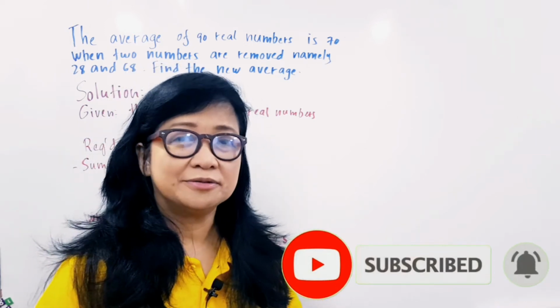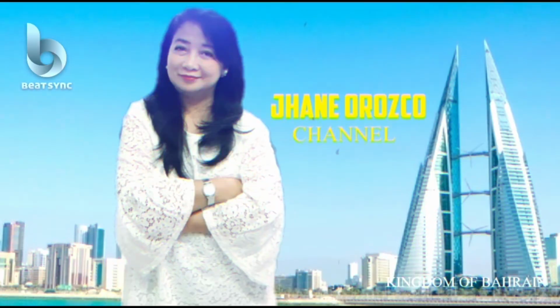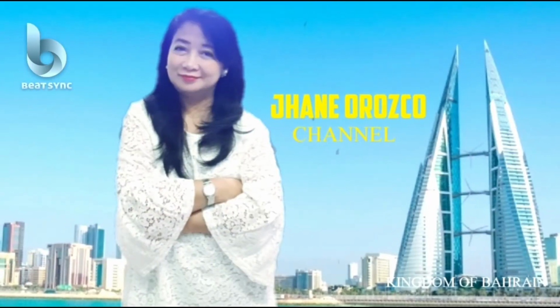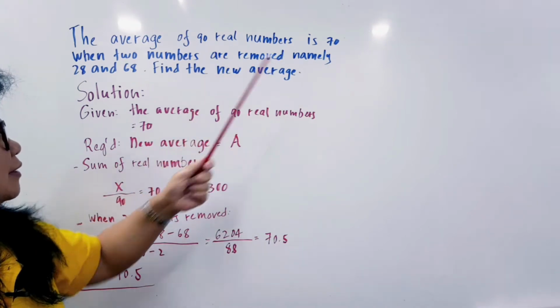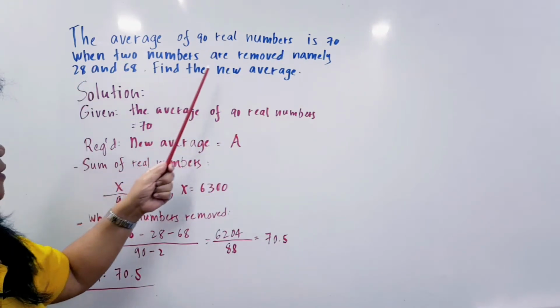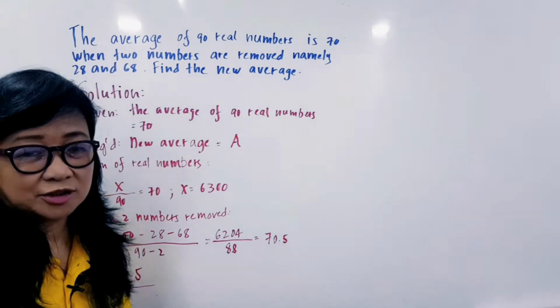In today's math tutorial, we will be solving two easy problems. The average of 90 real numbers is 70. When two numbers are removed, namely 28 and 68, find the new average.